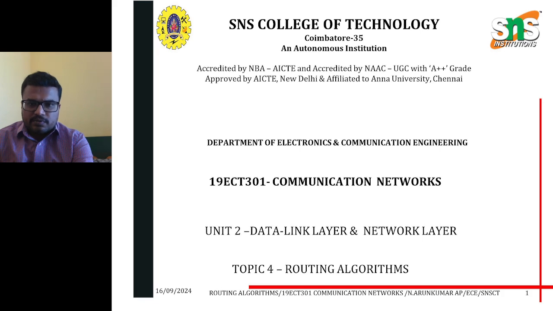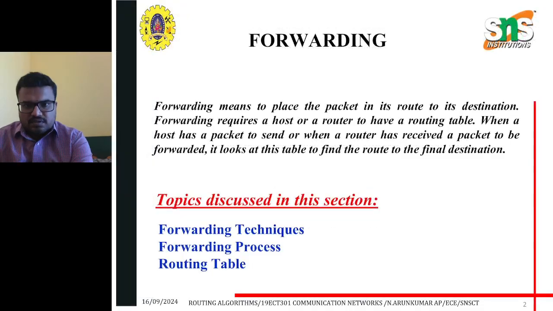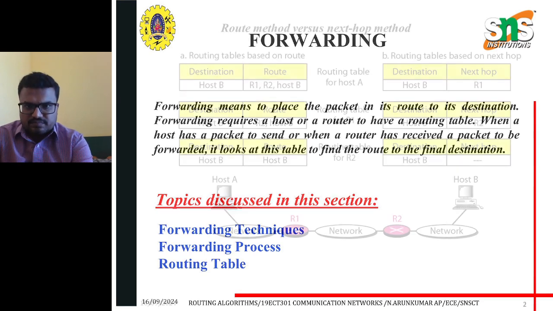In this video, I am going to share about routing algorithms in data link layers. The routing algorithms are based on the forwarding process. Forwarding means to place the packet in the route to its destination. Forwarding requires a host or router to have a routing table. When a host has a packet to send, or when a router has received a packet to be forwarded, it looks at this table to find the route to the final destination. So in this video, we are going to discuss forwarding techniques, the forwarding process, and the routing table.